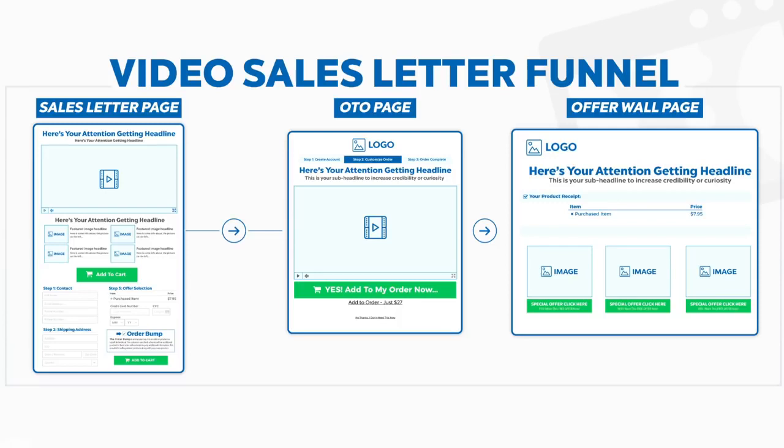And then on the next page you have an OTO page, or a one-time offer page. This is where you make a special one-time offer. You upsell something and someone can click on that button and have a one-click upsell to add that to their order. And then the last page is a thank you page or an offer wall page where you thank them for their order and you give them the thing they just bought. Okay, so that's kind of what it looks like.